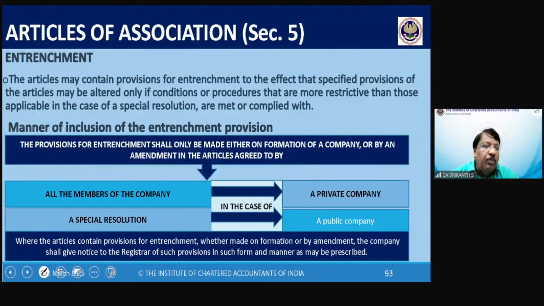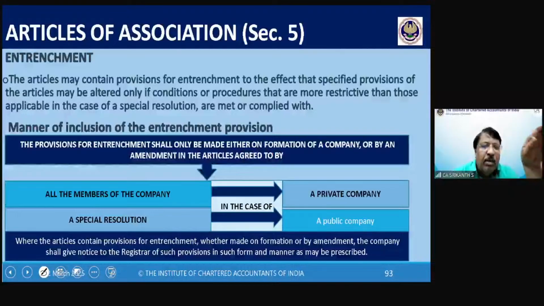Okay. So the provision for entrenchment can be made either on formation. At the time of formation itself, you can have entrenchment in the articles. In case at the time of formation you have missed it, now you want to amend it, then amendment to the articles for the purpose of entrenchment in the case of a private company should be agreed to by all the members. Unanimous.